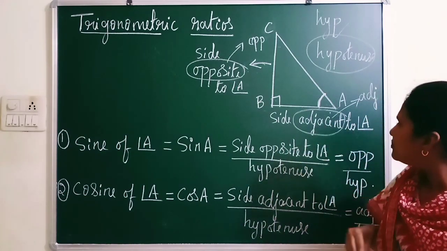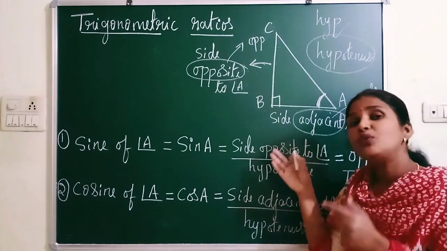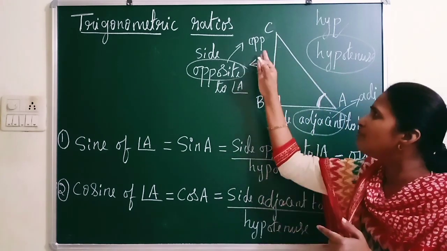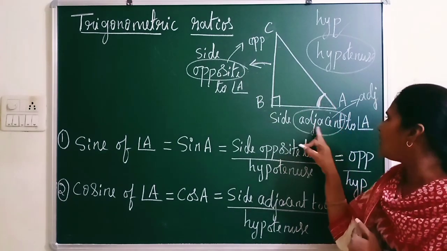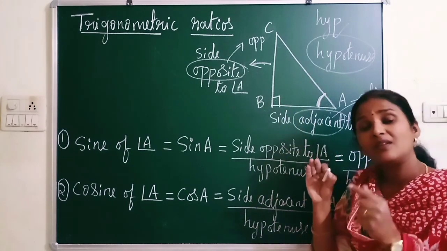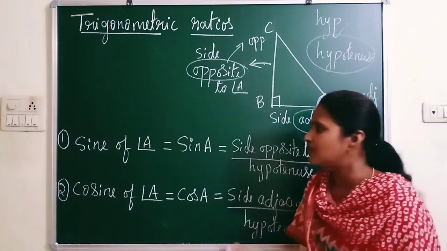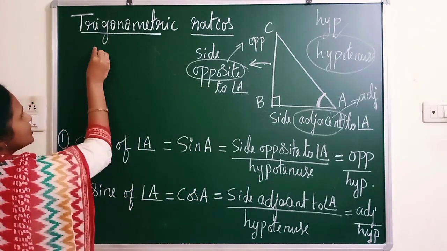So I'll repeat. The side opposite to the acute angle which you have taken is nothing but opposite. And the side adjacent to this angle we call ADJ, that is adjacent. And the side opposite to the 90 degree is called the hypotenuse. Suppose you ask, if I take angle C as the acute angle, what happens? Just observe.